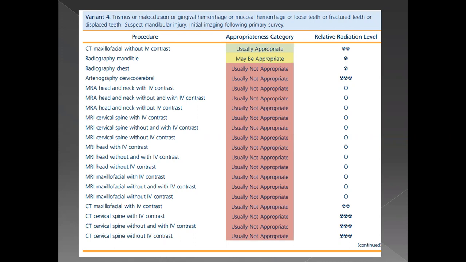Because for one, you're getting all the 3-dimensional information. There is no superimposition of other structures. And the patient does not have to get exposed to more radiation, just so you can have a look at the mid-face as well as the mandible.